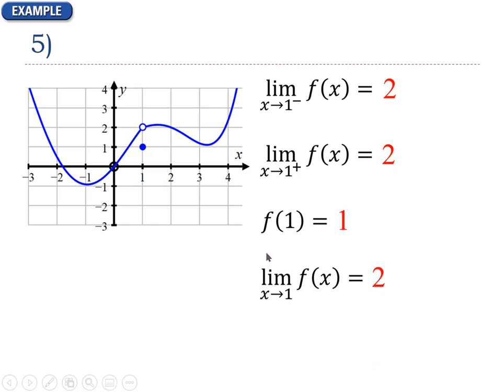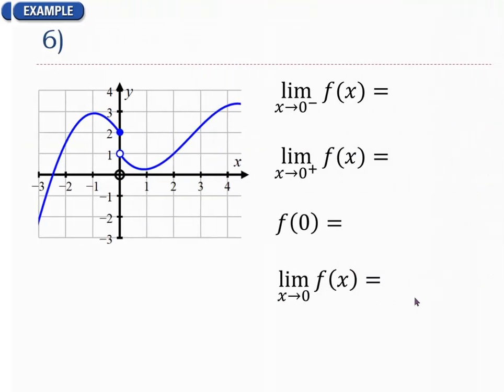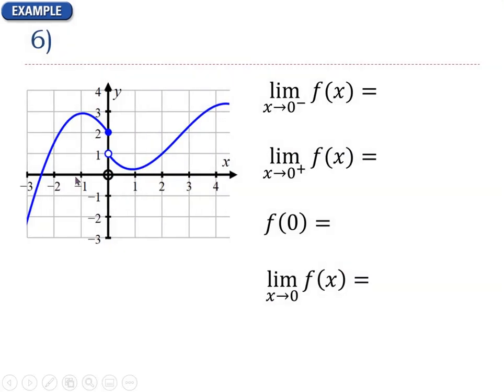So this example was just to reinforce the fact that it doesn't matter what the output value is; the limit does not necessarily equal that output value. As long as your left-hand limit and your right-hand limit are the same, the overall limit is going to be that value. Here's another one. The limit as x approaches 0 from the left is 2. The limit as x approaches 0 from the right is going to be 1. f(0), that would be where your closed circle is, is going to be 2. And since your left-hand limit and your right-hand limit are not the same, that overall limit does not exist.